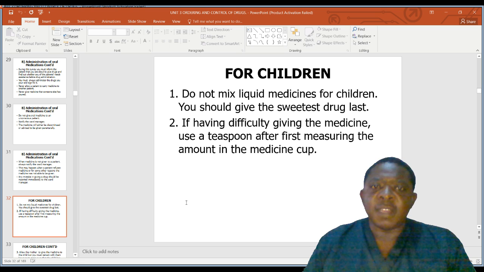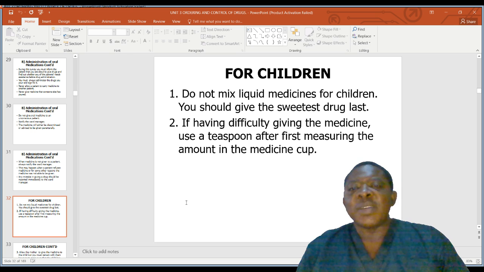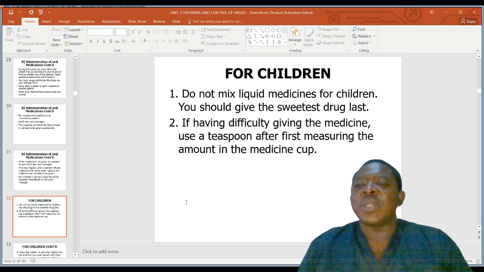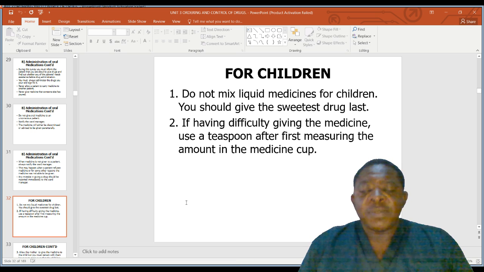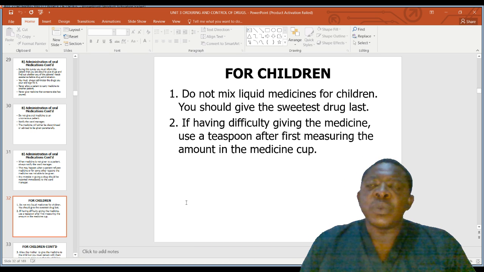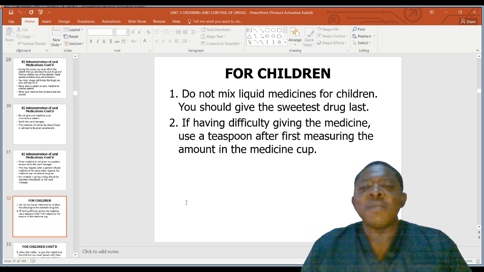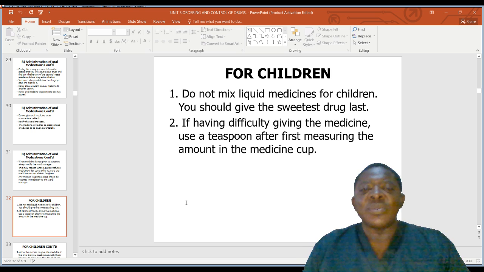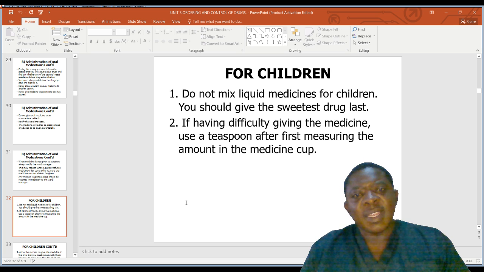Okay, so now for children, do not mix liquid medicine for children. You must give the sweetest drug last. So if you say, oh, this one is a syrup, another one is a syrup, then you just mix them so that you give them at one time for your own convenience. These drugs may react together. So you have to ensure that you do not mix these drugs. And the sweetest drug should be given last.